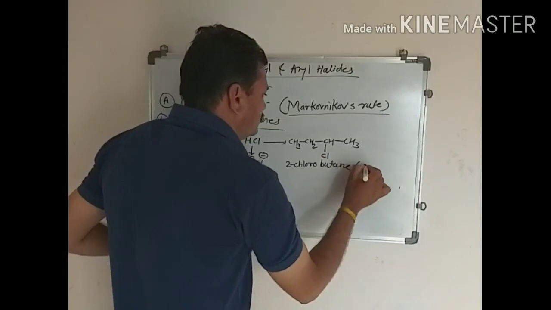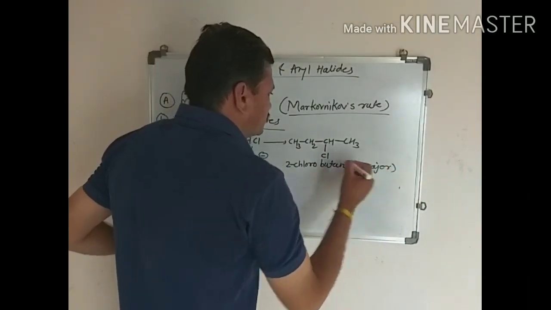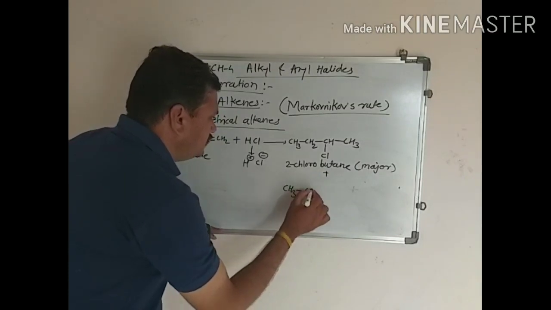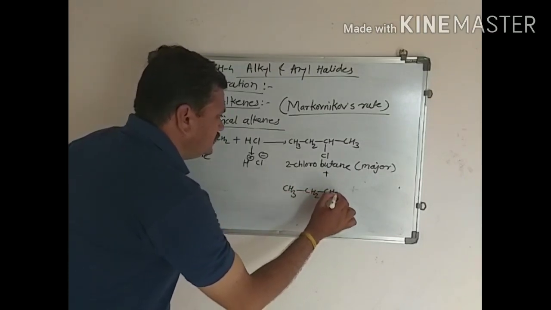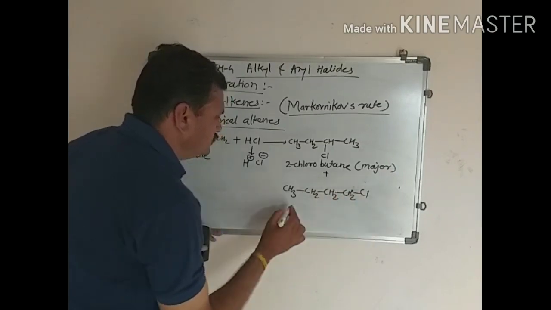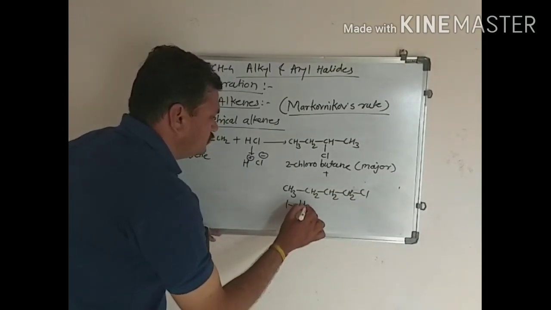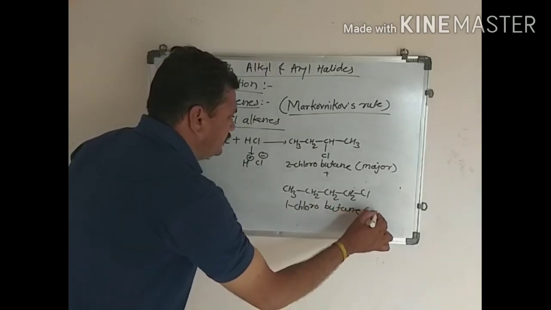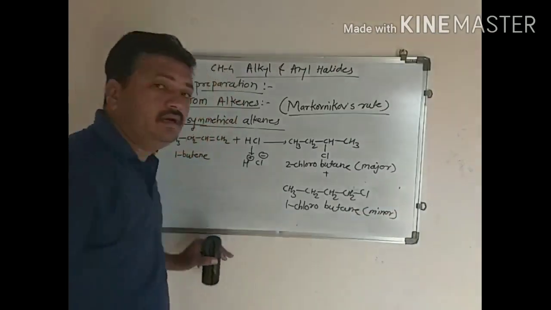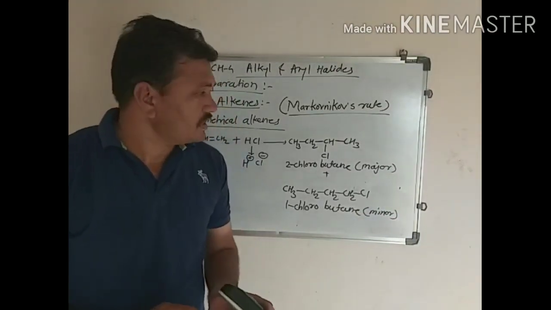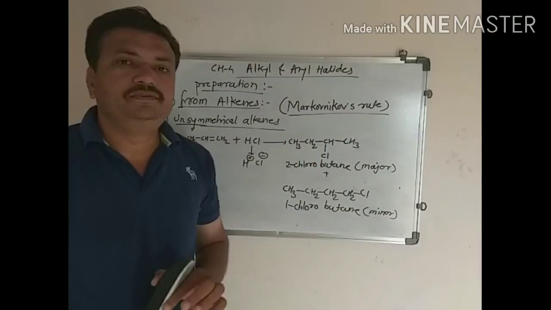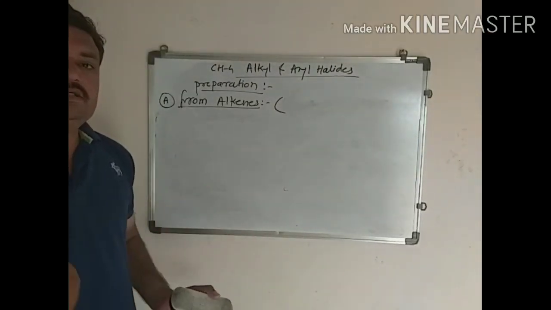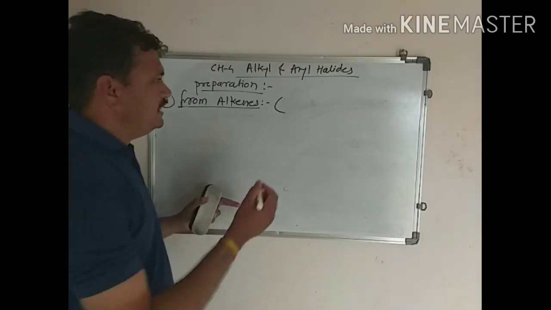chlorobutane as the major product, and one more product, it is CH3 CH2 CH2 CH2 Cl, 1-chlorobutane. It is minor product. It is according to Markovnikov's rule. Then next it is a peroxide effect, or it is also known as anti-Markovnikov's addition.